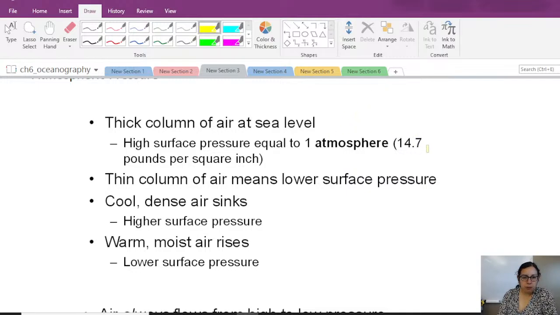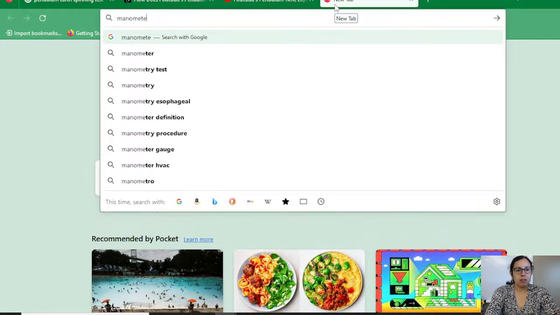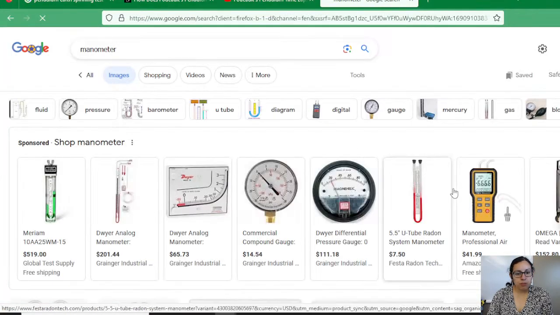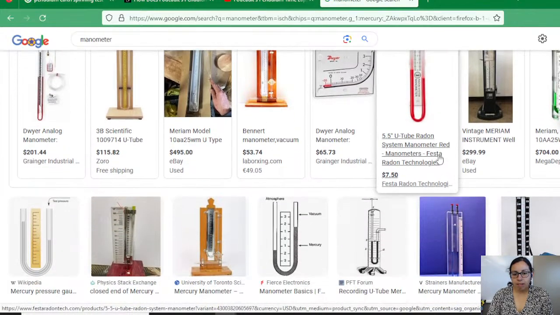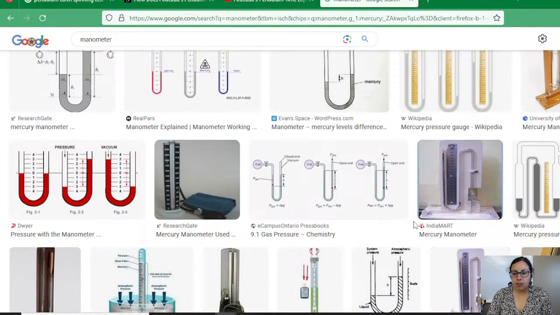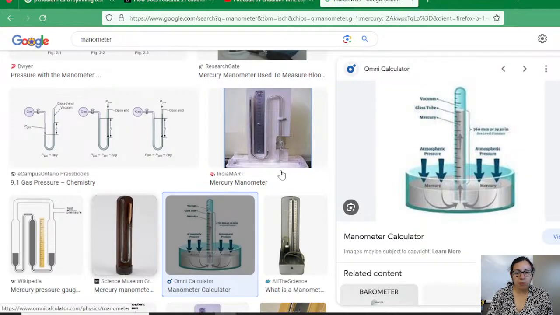Let's see. So there's different ways to measure it. They should have put a picture in here. Or maybe let's look up. So are people familiar with a manometer? I think some people are. I'm trying to find an old school one. This is not the best graph that I was hoping for. Here we go. This is what I'm looking for.